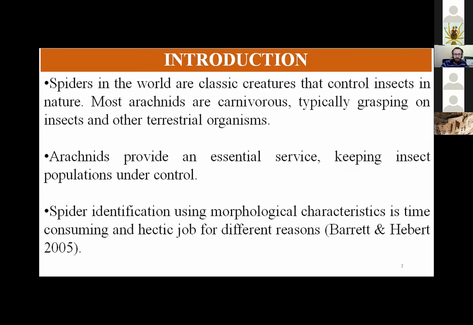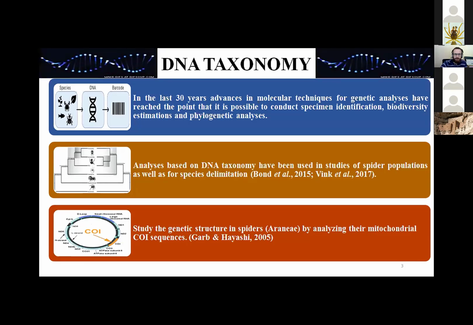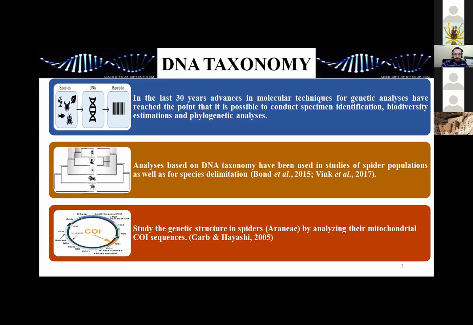Coming to the introduction, worldwide the molecular work is very different. Terrestrial organisms are grasping insects, and arachnids provide an essential service keeping insect populations under control. Already we know that. Spider identification using morphological characteristics is time consuming and a hectic job for different reasons. DNA taxonomy, in the last 30 years, is an advanced work in genetic analysis. Analysis based on DNA taxonomy has been used in studies of spider populations as well as for species delimitations, and to study the genetic structure in spiders by analyzing their mitochondrial gene sequences.